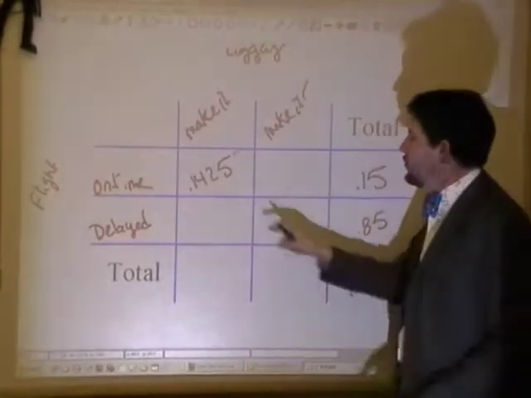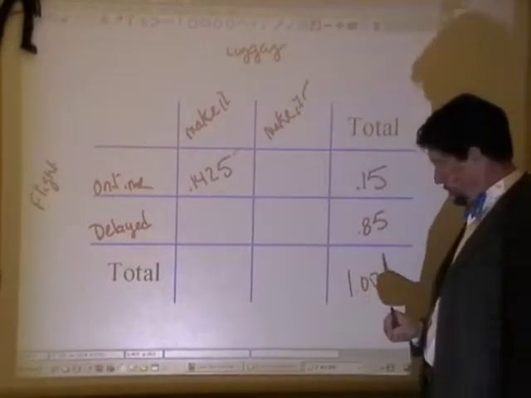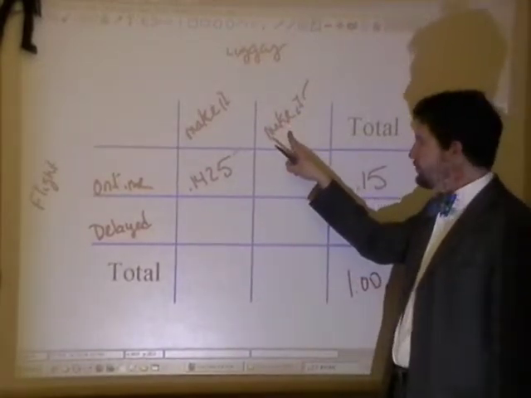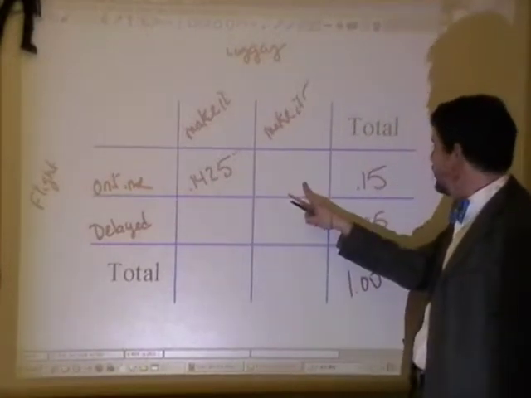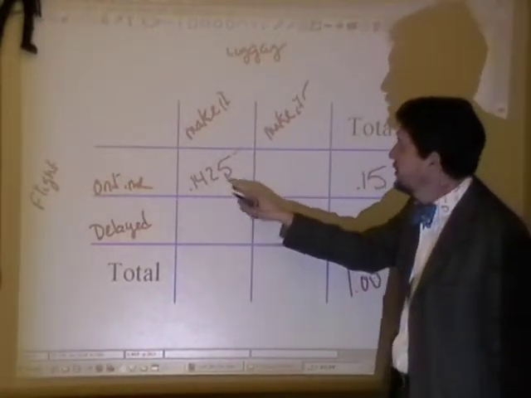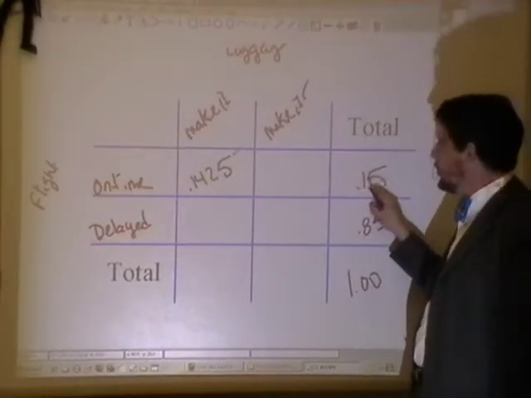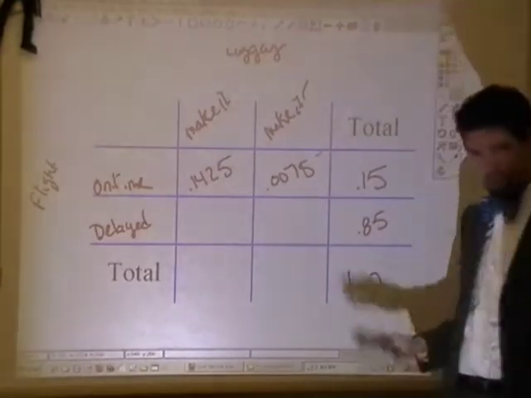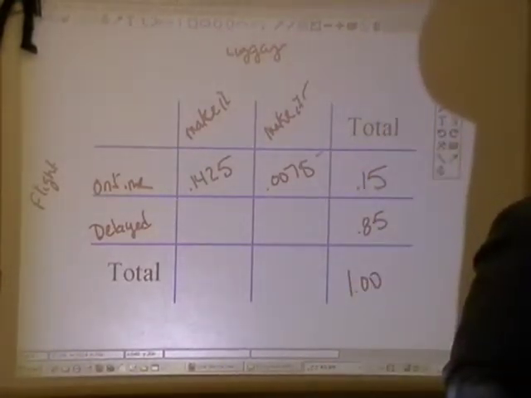So 14.25% of the time her flight is on time and her luggage makes it to Denver with her. Now, if it happens 0.1425, then this value right here has to be, and I don't want to say the word complement, but these two values have to add to get 0.15, which makes this 0.0075. Groovy.